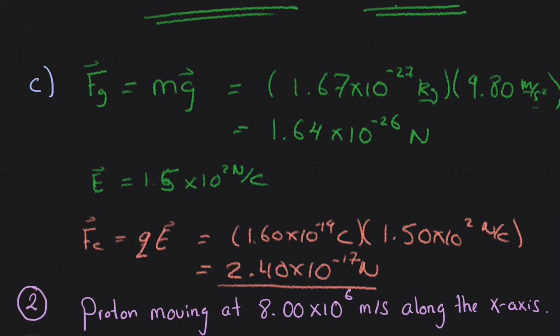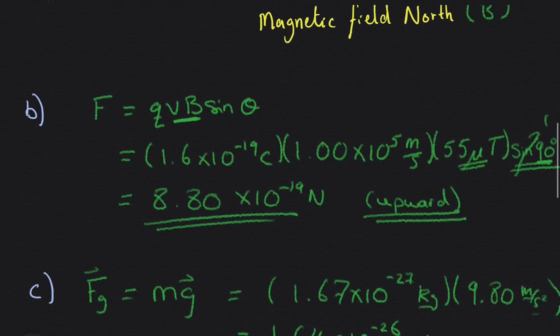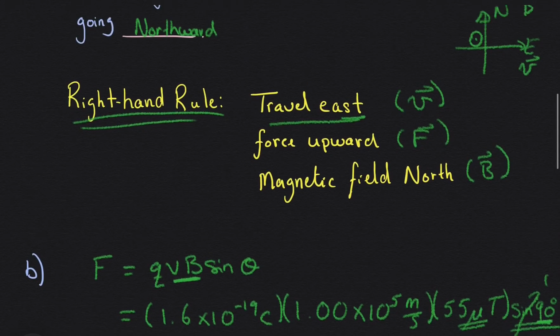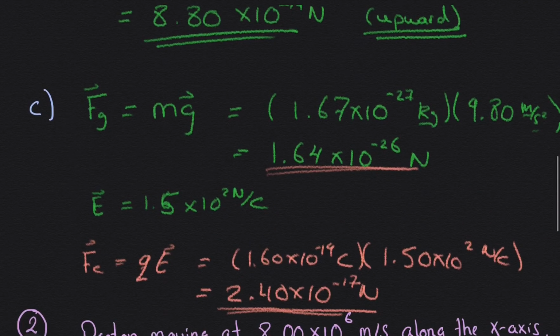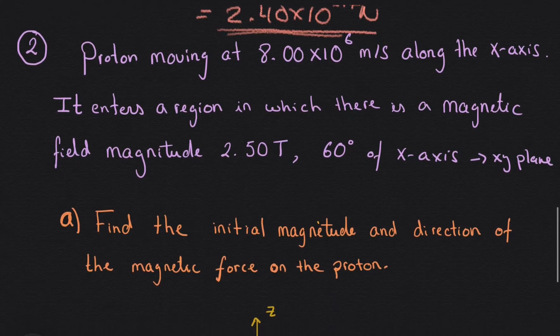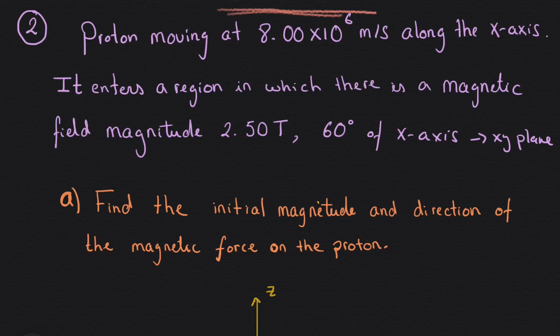So in this part C, we're comparing the gravitational force with the electric force once again. And then we have 10 to the negative 26 compared to 10 to the negative 17 newtons on this proton. All right, so that question was mostly getting acquainted with this equation and understanding a little bit this right-hand rule. Question number 2 is quite similar, so let's go straight to it.